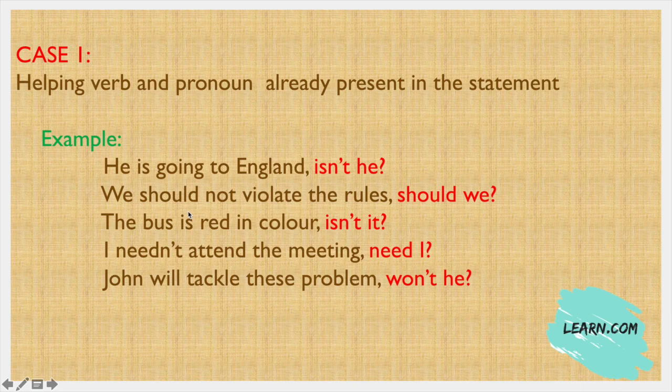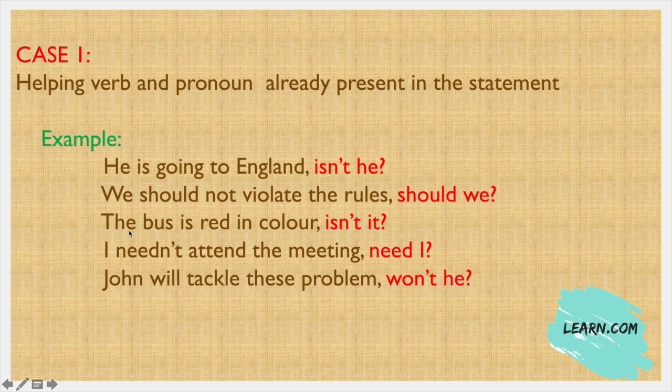Second example, we should not violate the rules. First apply the basic rule. This is a negative sentence, so the tag will be positive. The helping verb should is already present, and the pronoun we is already present. Simple. You only have to write the tag helping verb plus pronoun: should we. We are not supposed to add not here because not is already in the sentence.